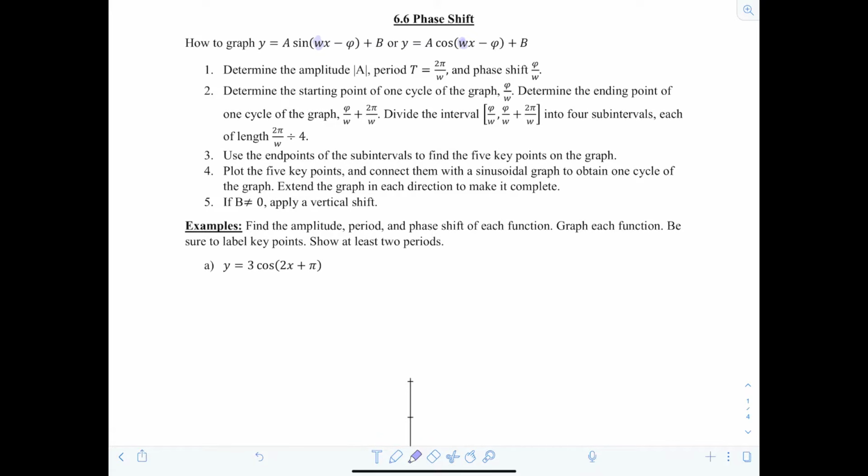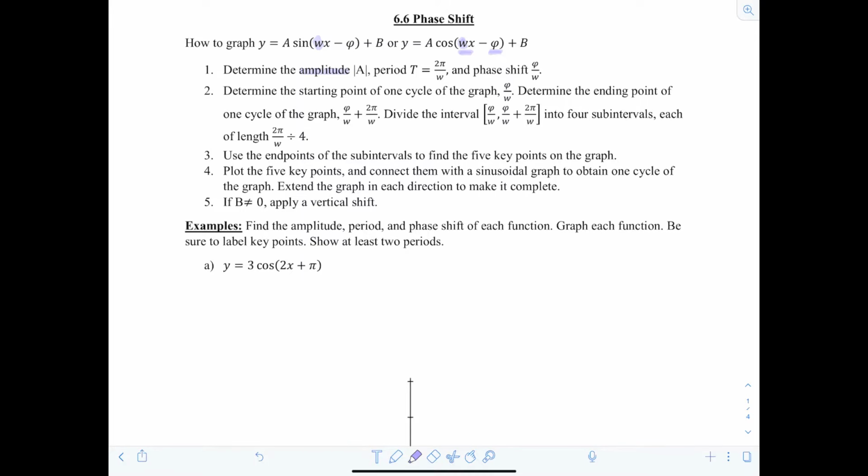First you want to determine the amplitude, the absolute value of a, and the period, which is 2 pi divided by omega, or the coefficient on x. And then the phase shift. So I'll show you exactly how to do that. Basically, the phase shift will change if the period is changed. So we'll analyze that in some examples.